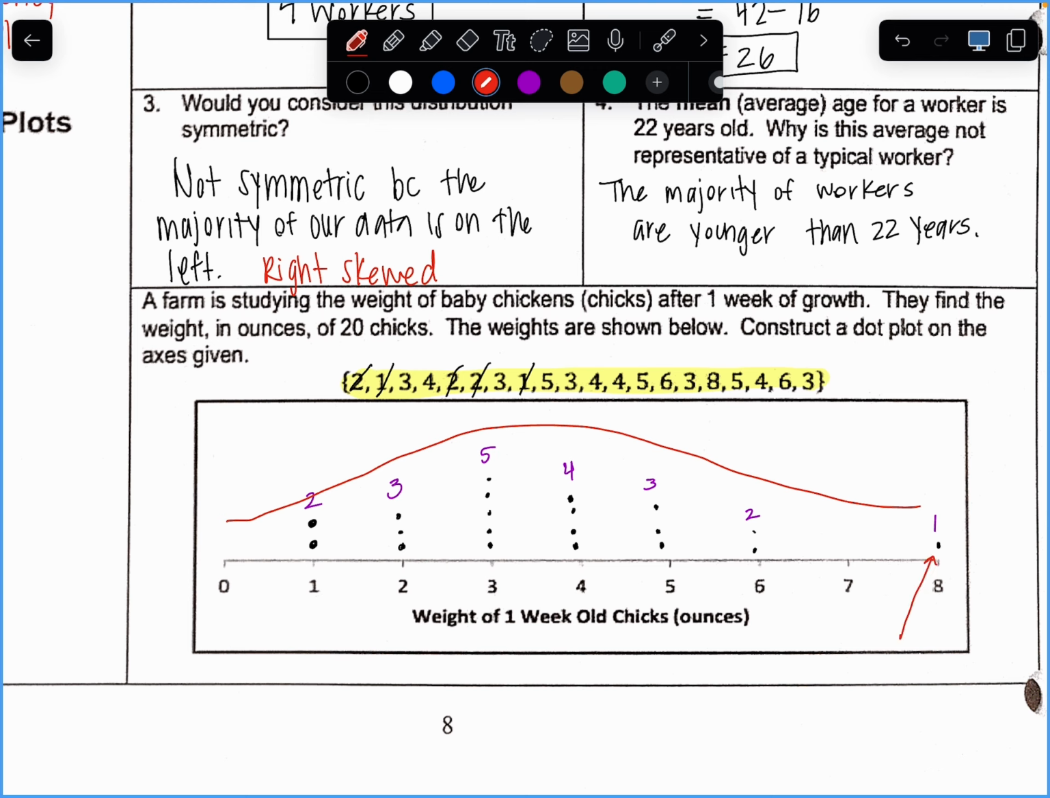Why do you call that an outlier? Have you guys heard that before? Last year. This is different than everybody. It's different than everyone. Okay, I like that.